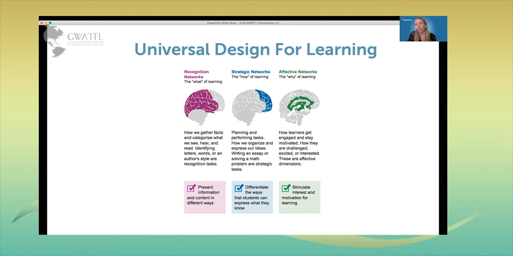And so I just wanted to keep in mind some of these principles as we go a little deeper into the factors and strategies that can support you in your world language class.